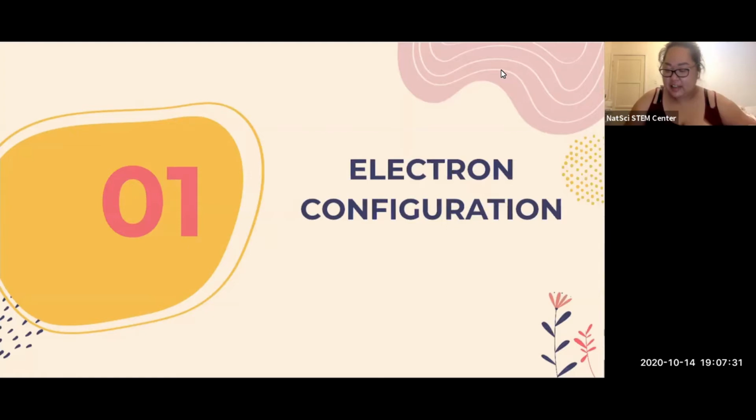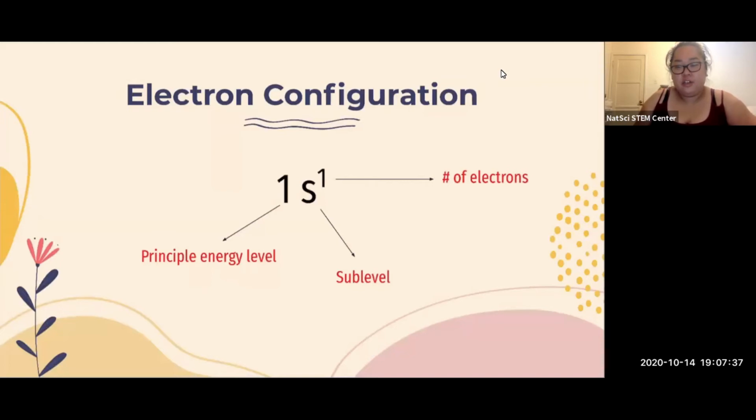So the first thing we're going to cover is electron configuration. The electron configuration usually has the form of 1s, where 1 is the level. There can be 1, 2, 3, 4, 5, 6, and 7, I believe. There's s, which is the sublevel. Sublevels are s, p, d, f. Then you have the number of electrons that are filled to get to your element.